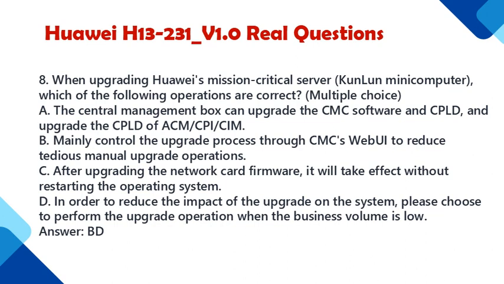8. When upgrading Huawei's mission critical server, Kunlun mini computer, which of the following operations are correct? Multiple choice. A. The central management box can upgrade the CMC software in CPLD, and upgrade the CPLD of ACM, CPI, CIM. B. Mainly control the upgrade process through CMC's web UI to reduce tedious manual upgrade operations. C. After upgrading the network card firmware, it will take effect without restarting the operating system. D. In order to reduce the impact of the upgrade on the system, please choose to perform the upgrade operation when the business volume is low. Answer. BD.